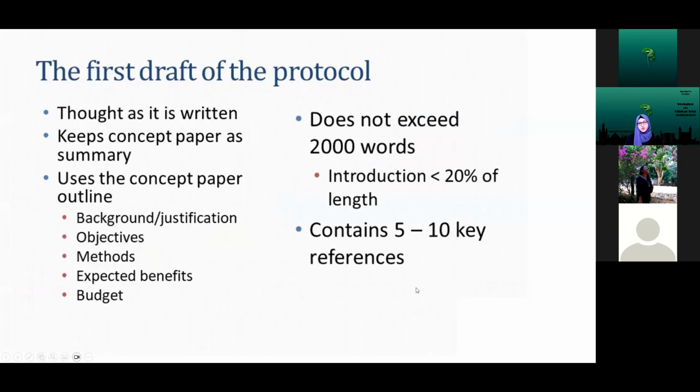What is the first draft of the protocol? It usually contains not more than 2,000 words. Its introduction is usually less than 1/5 of the whole length of the document. It may contain 5 to 10 key references. It is thought as it is written, and it keeps the short concept paper as the summary. Now, the various outlines of the concept paper may be used to design the first draft of the protocol, and it includes headings like background, a justification for doing the study, the various objectives, the methodology, the expected benefits, as well as the budget that is required for conducting this study.